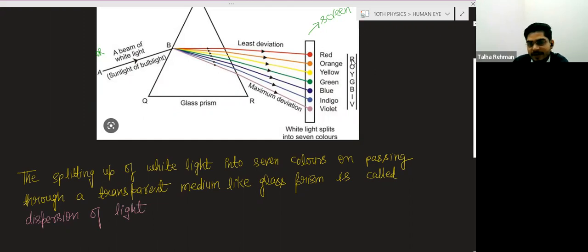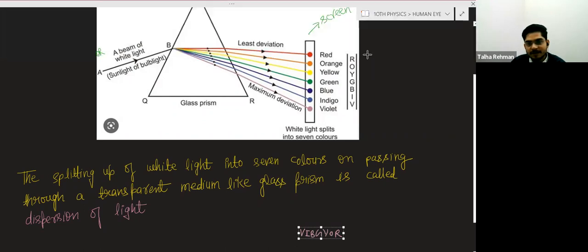So basically, what colors are we getting? Red, orange, yellow, green, blue, indigo, violet. There is a term you can remember: VIBGYOR. V for violet, I for indigo, blue, green, yellow, orange, red. So you can remember this word, VIBGYOR.